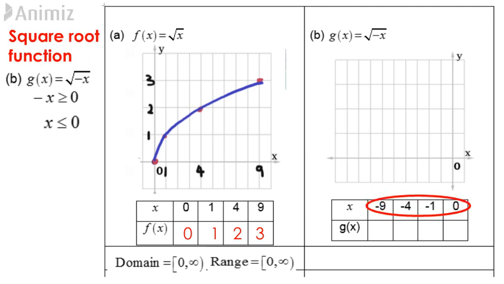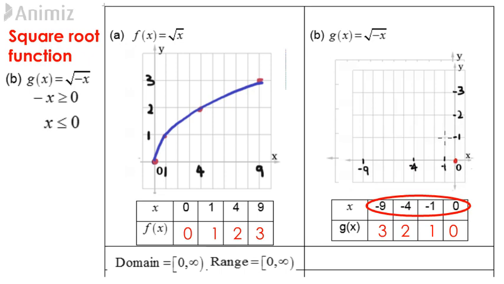Put 0 into the square root of negative x, and we obtain 0. Put in x equals -1, we get the square root of 1, which is equal to 1. Put in x equals -4, we get the square root of 4, which is equal to 2. Put in x equals -9, we get the square root of 9, which is equal to 3. Plot these points and sketch the graph.